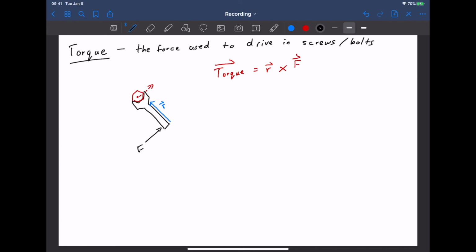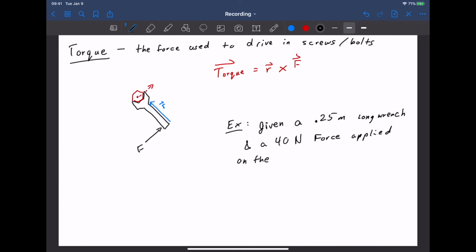So, for example, given a 0.25 meter long wrench and a 40 Newton force applied on the wrench at an angle of 75 degrees. Find the magnitude of the torque, which again you can think of as the force driving the nut, driving the bolt in.